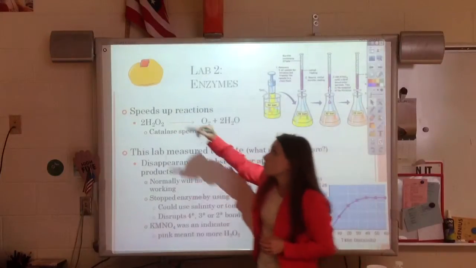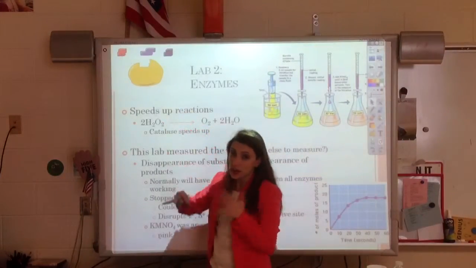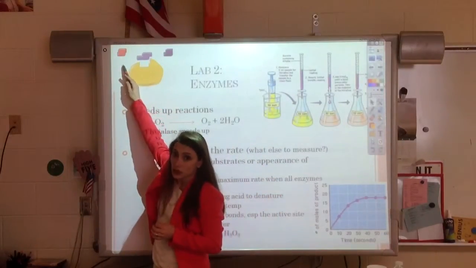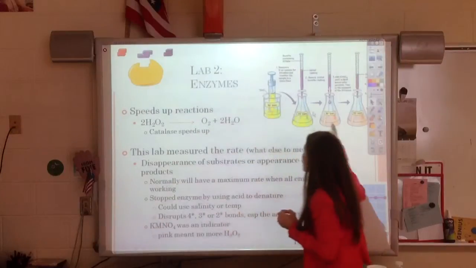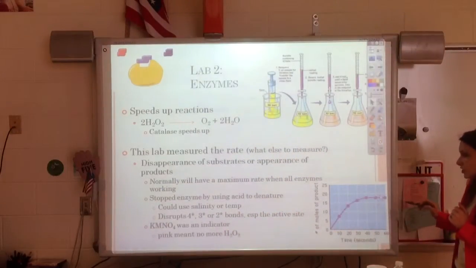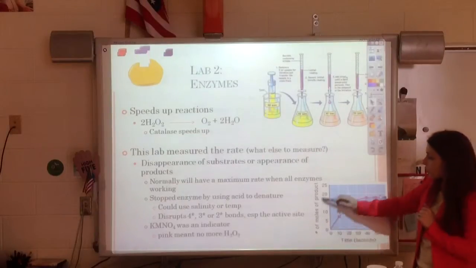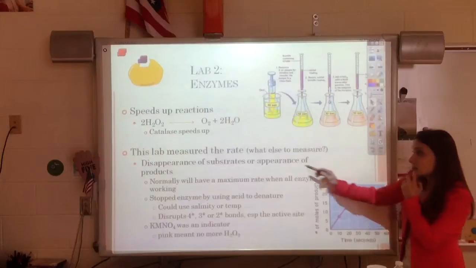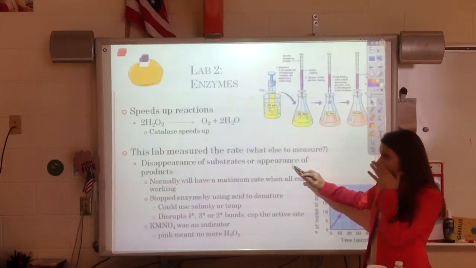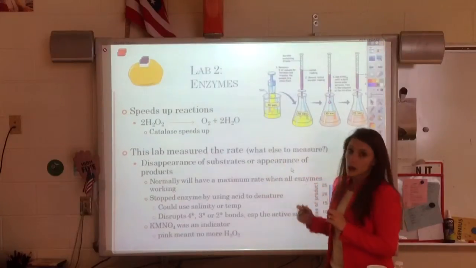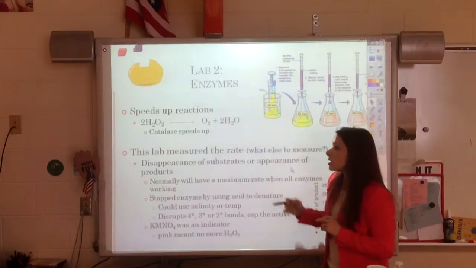Keep in mind, the more enzymes you have, the faster the reaction will go until you run out of substrates. And so what this lab actually looked at is how quickly will this reaction occur? What is the number of moles? This graph looks at the number of moles of product. Keep in mind, you can measure the rate of the disappearance of substrates or the appearance of products.